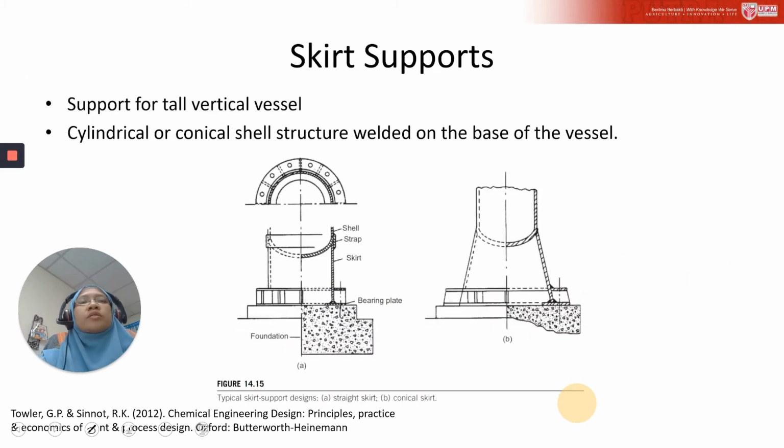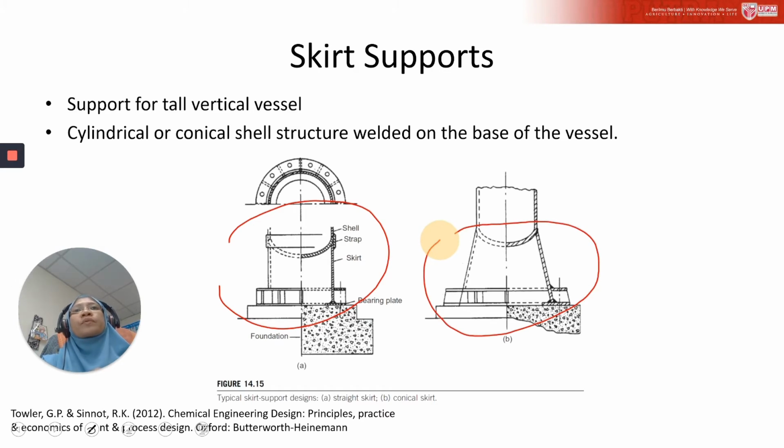Then let's look at skirt support. So this skirt support is commonly used for tall vertical vessels such as distillation columns. And the shape of a skirt support could be a cylindrical or conical shell structure, and it's normally welded on the base of the vessel. So this is cylindrical, all right, the cylindrical shape. And then this is conical. You can see there is a conical shape there. Okay.